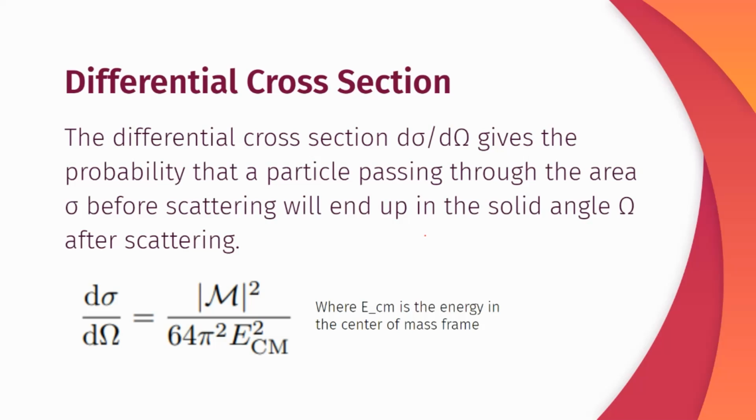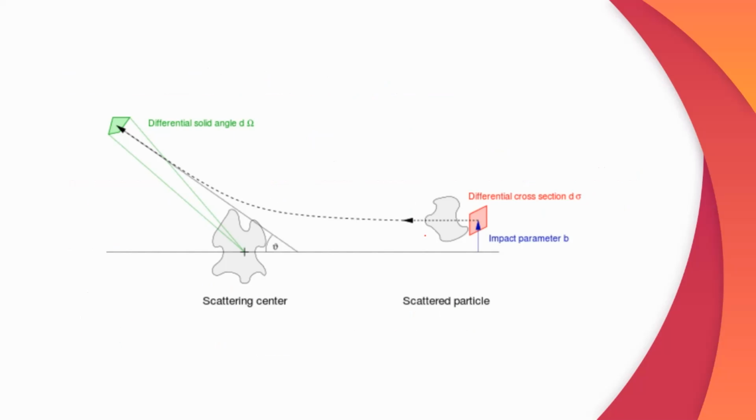And so if you go to the next slide, we have a pictorial representation of what the differential cross-section is. So here we've got the differential cross-section d omega. We've got this area here that the beam of particles are going to pass through. And then those particles are going to scatter off, some of which are going to scatter into the differential solid angle d omega. And what we mean by solid angle is basically just the three-dimensional equivalent of an angle. And so that's a pictorial representation of the differential cross-section.